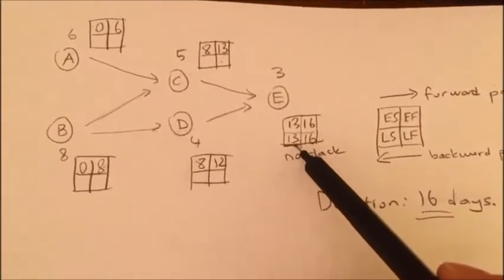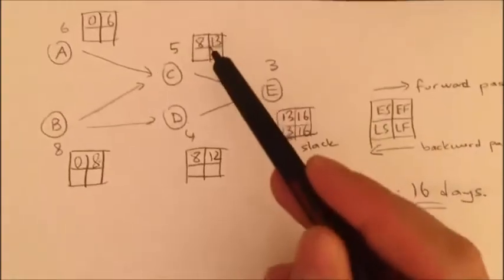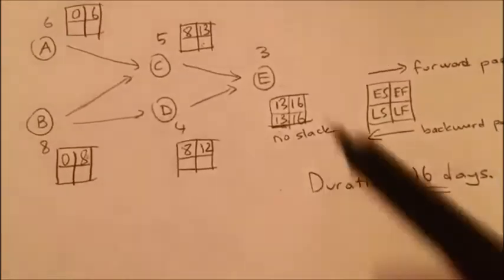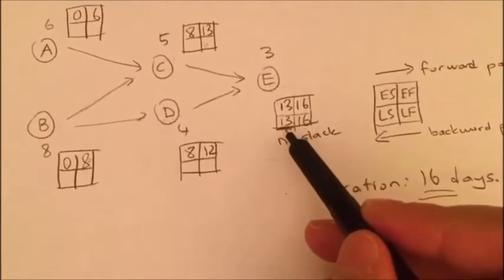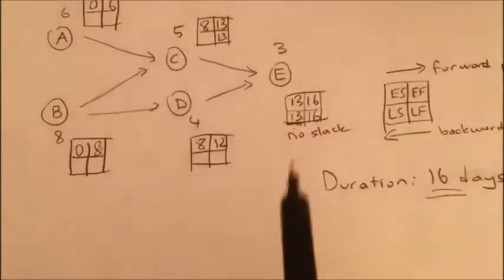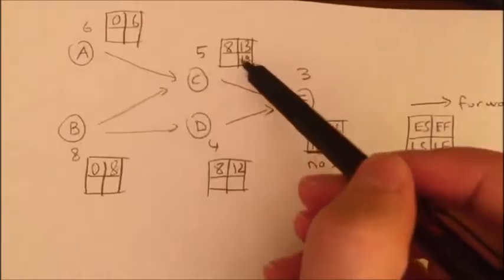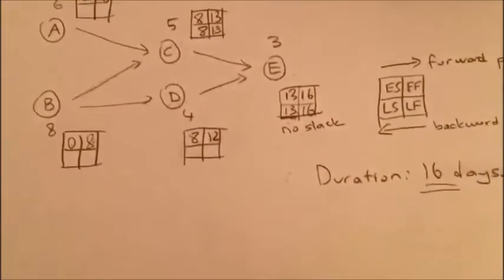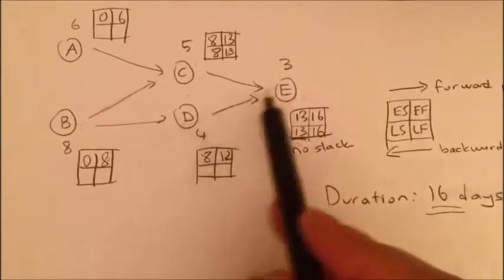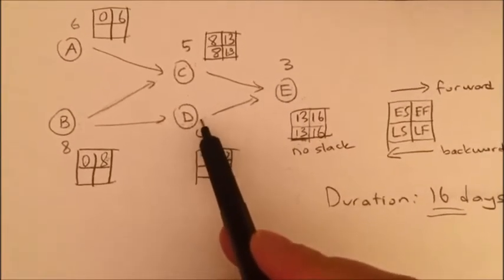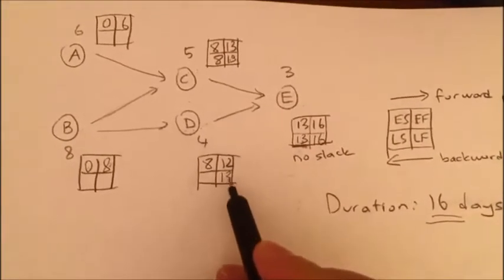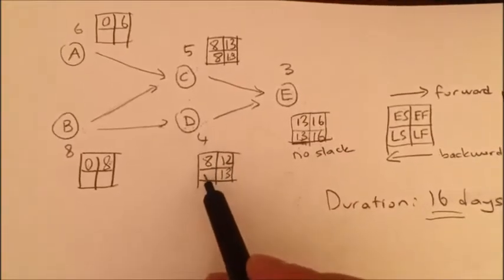I take the late finish of E, the follower, and put it on here. The late start of the follower becomes the late finish of the predecessor, so 13. Okay, and then 13 minus 5 is 8. So I do the same thing here for D. D comes before E, so D can finish as late as 13. So I can put 13 here. 13 minus 4 is 9.